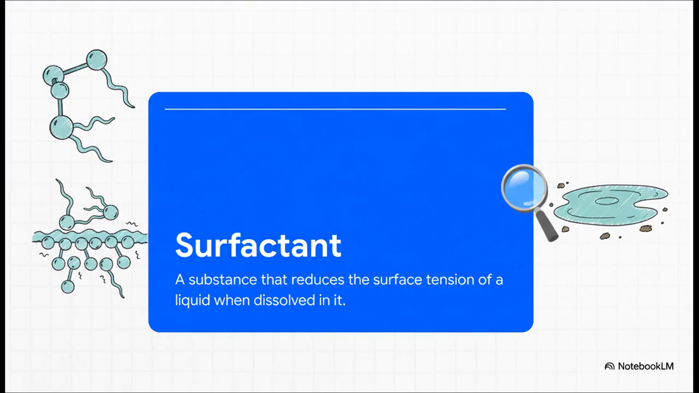And our secret weapon for this is something called a surfactant. You can think of these as special molecules designed to get right in between those tightly packed water molecules at the surface and just break up their strong bonds. By weakening that skin, they let water spread out and really get into grime, which, as you can imagine, is absolutely essential for cleaning anything effectively.